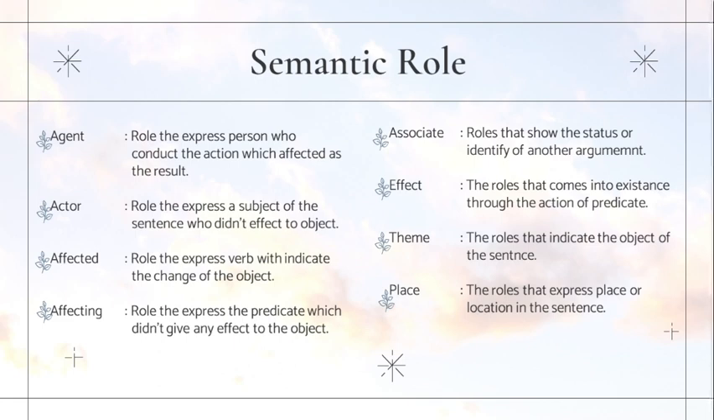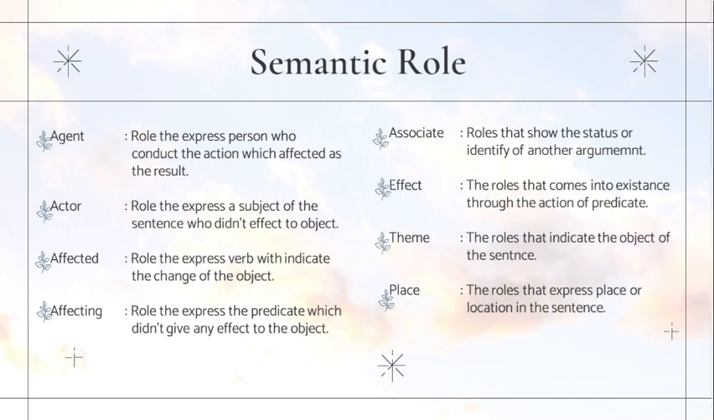And then next, evoke. The role that comes into existence through the action of the predicate. It is a role for the object of the sentence. For example, Yuli baked a pie. In this sentence, pie is an evoke. A pie exists after the process of something. It is the result of the baking process, so bake here is the affected. An example, the carpenter makes a table.